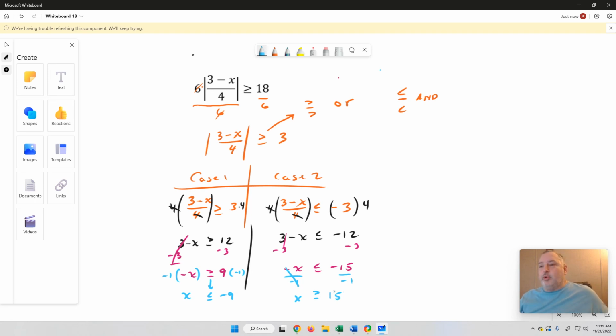So you can see why it's an or statement now, because it says that x is less than or equal to negative 9. So if we look at a number line with negative 9 here and 15 here, I'm just trying to show you why this is an or statement. It says x is less than or equal to negative 9. That goes that way. This one says x is greater than 15. So you see it diverges. That's why it's an or statement.